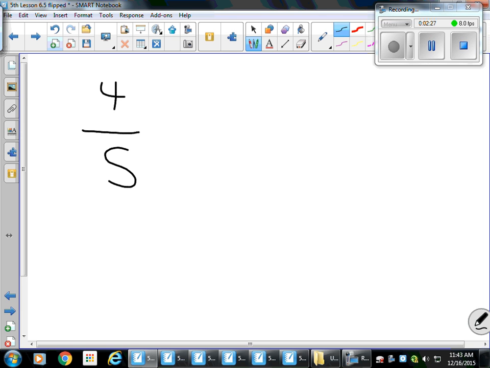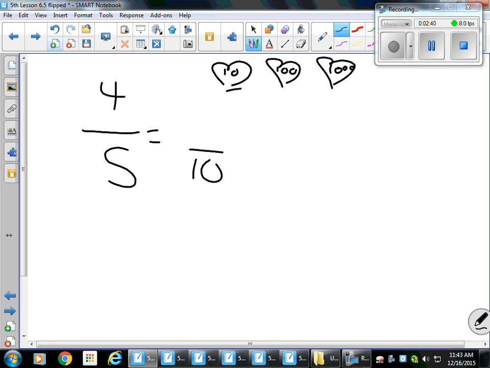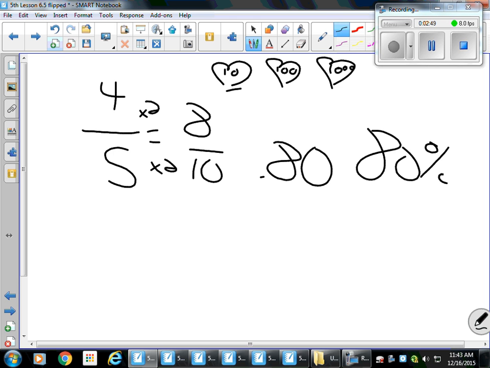Remember the hearts we worked on earlier with the 10, with the 100, with the 1,000 in it? Okay, that's what we have to work here. We have to put the 5 into a 10. Putting a 10 here, times 2 gives us 8/10. I have to add a 0 here, which would be 80%. This is all review, I hope. Okay, let's keep on going.